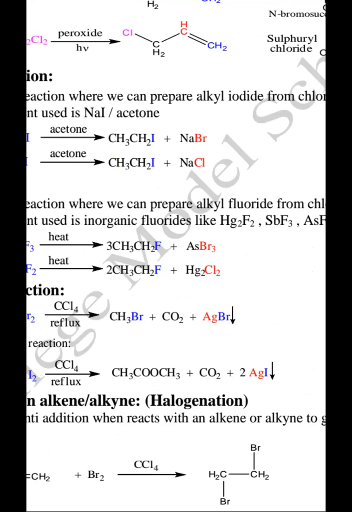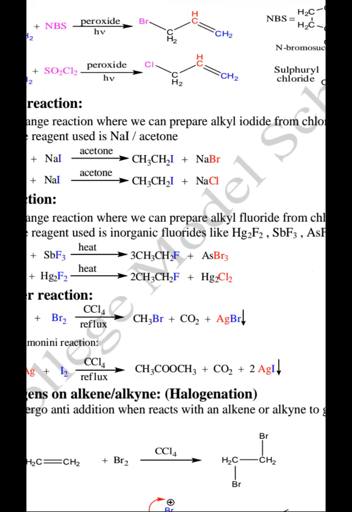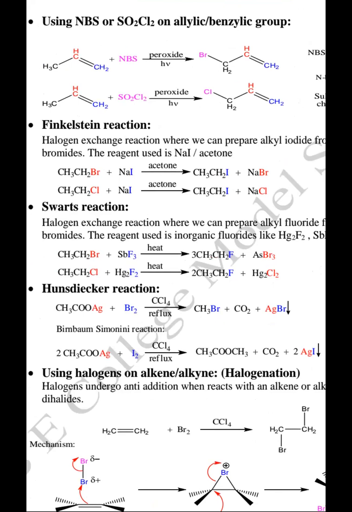If we are using iodine in this reaction, then the product that is obtained is not an alkyl iodide, but an ester along with carbon dioxide and silver iodide. This reaction is called the Birnbaum-Simonini reaction.